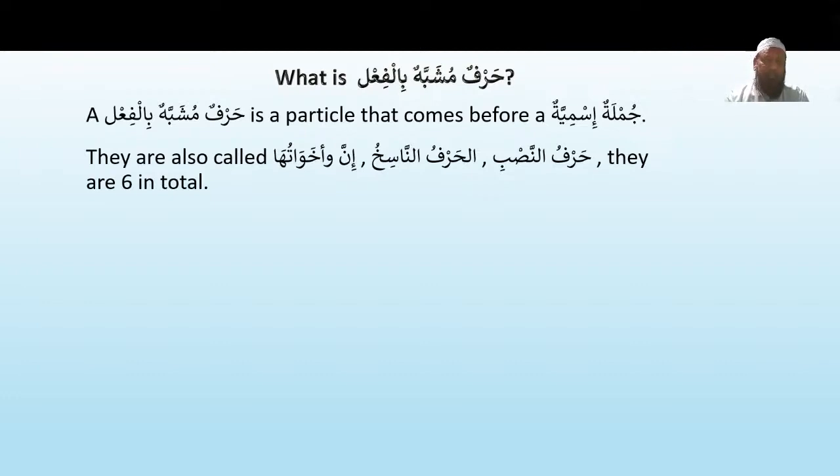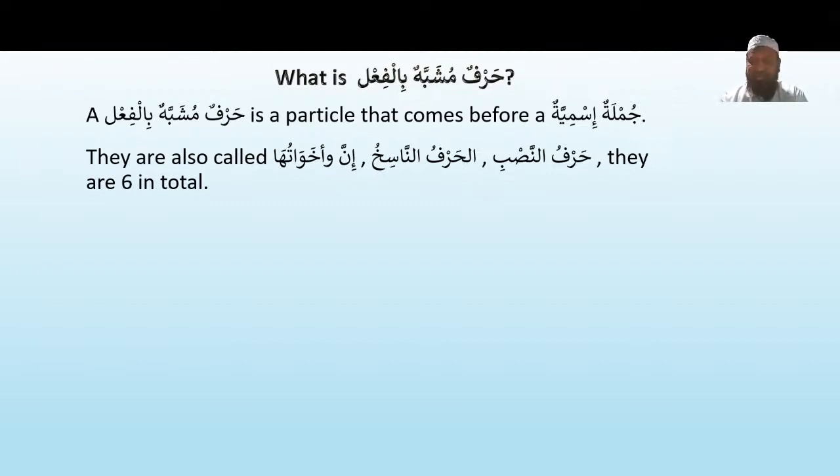So the famous one is inna wa akhawatuha, inna and his sisters. This will come across many Arabic grammar books, and also harfun mushabbahun bil fi'l as well. But we can use al-harfun nasikhu. Nasikh means those particles do a little change to jumla al-ismiya. So they are all called harfun nasikhu. So this harfun nasikh is used also for inna wa akhawatuha.